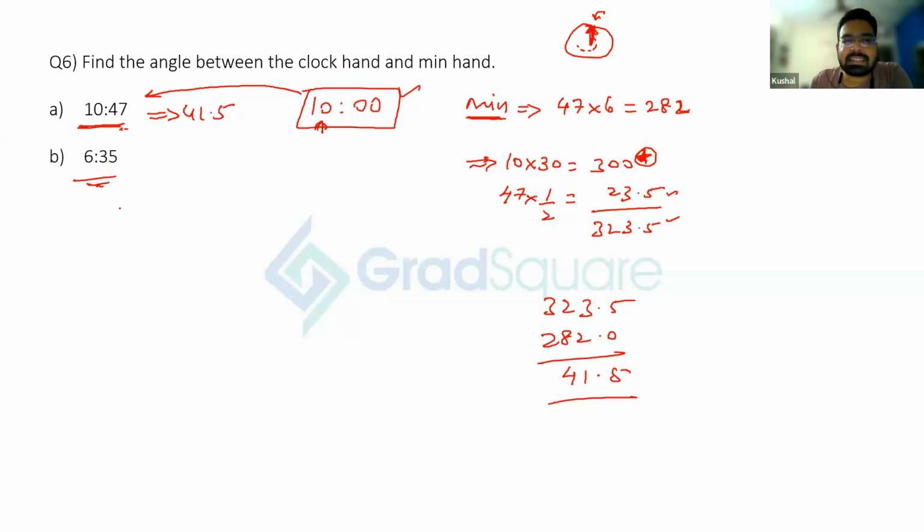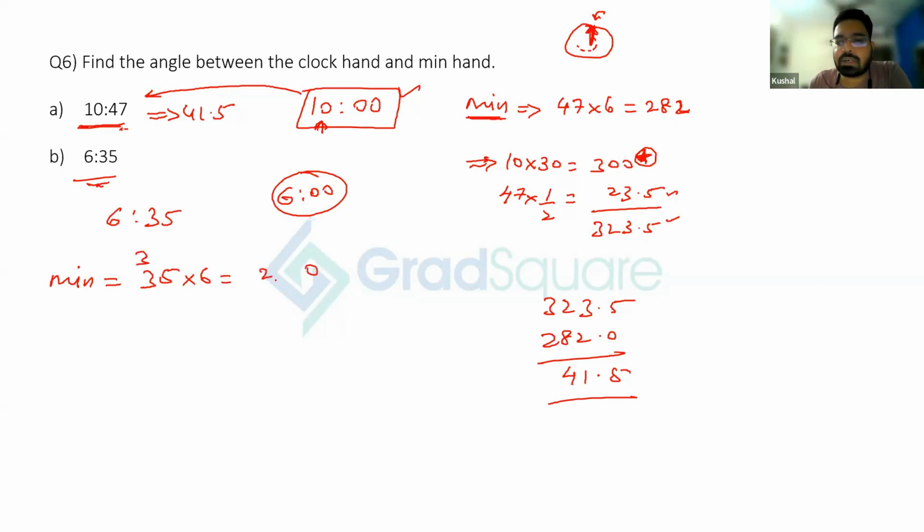Okay. 6:35 is what we are talking about. Minute hand, what will happen? Minute hand would have moved for 35 minutes after 6 o'clock, correct? At 6 o'clock, the minute hand comes back to the original position. So 35 into 6 degrees per minute. So 6 5s are 30, 6 3s are 18, 210 is the degree at which the minute hand is when it comes to 6:35. Where is the hour hand?